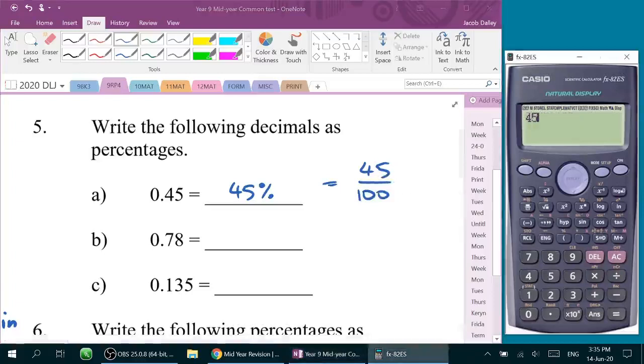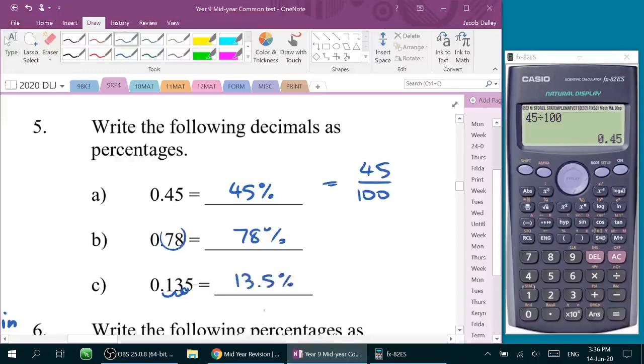So if I put that into the calculator, I'm going to get back to our decimal, 0.45. So these are relatively easy. Once you know what your digits are, it's just going to be that moved over 2. So 78%. This one here has got 3 digits, but doesn't make it any harder. We're going to move it 2 over to get 13.5%. Just because it's a percentage doesn't mean there can't be a decimal point in it. Your decimal point has just been moved twice.